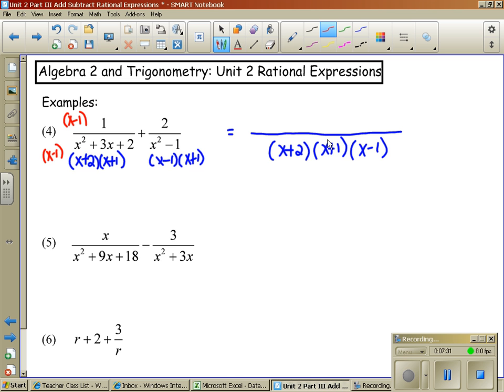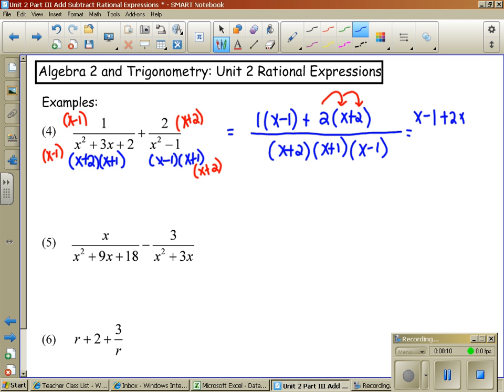You have x minus 1, x plus 1. What's it missing? An x plus 2. So over here, x minus 1 times 1 plus 2 times x plus 2. Here there's nothing to simplify, but here we need to distribute the 2. So in the numerator we have x minus 1 plus 2x plus 4. Denominator still the same.